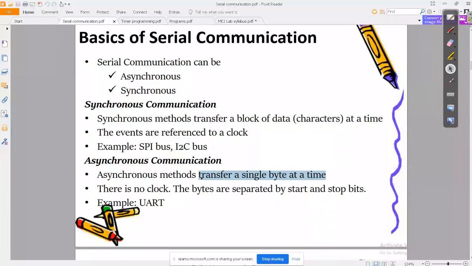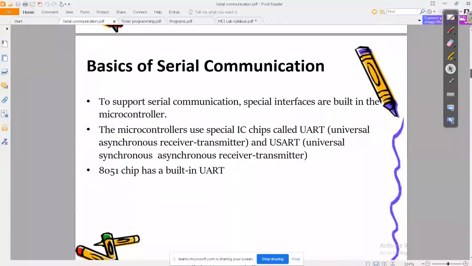So an example is UART. This also you studied. What is the UART full form? Universal asynchronous receiver and transmitter. This is asynchronous communication only, right? That's why UART: Universal asynchronous receiver transmitter. Next, these and all are not required for me.